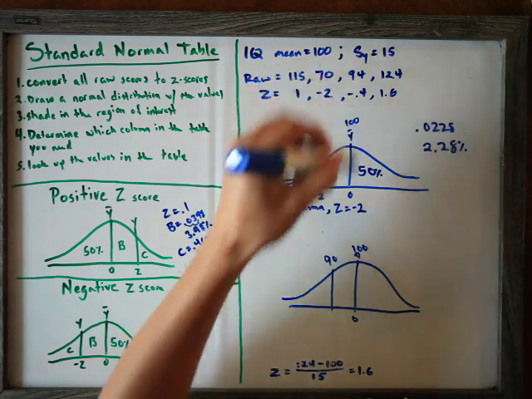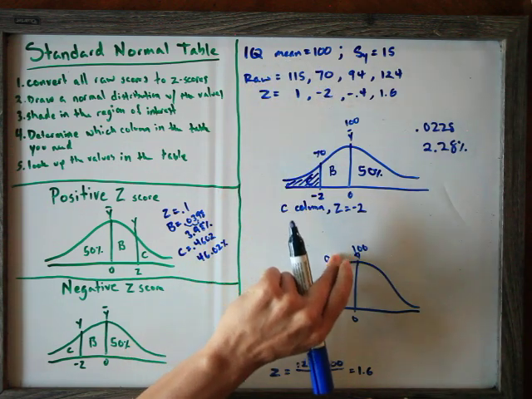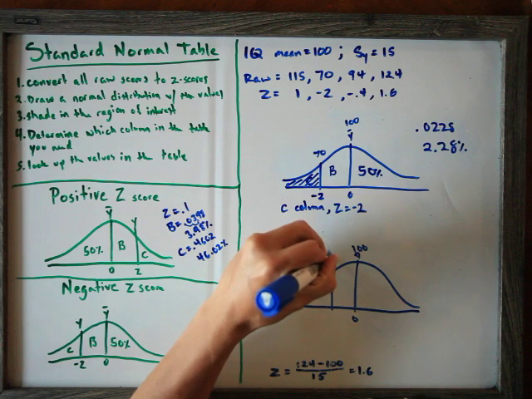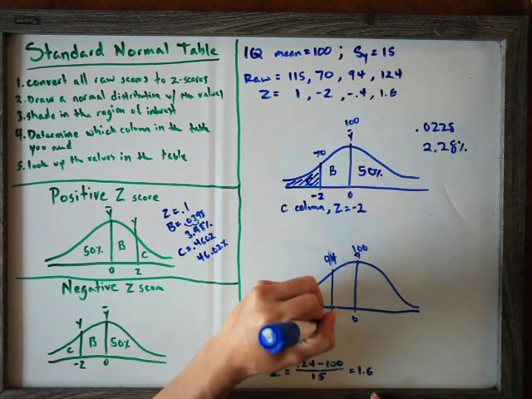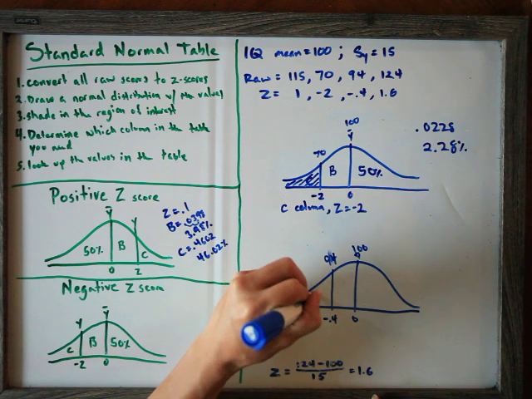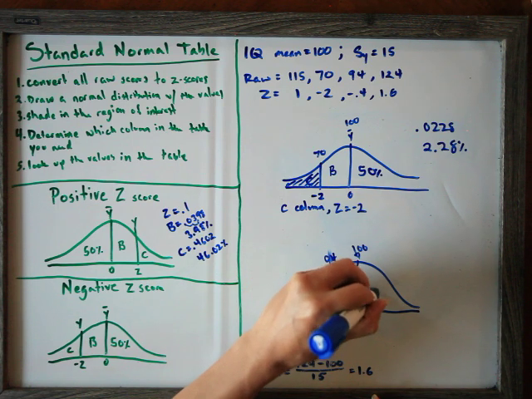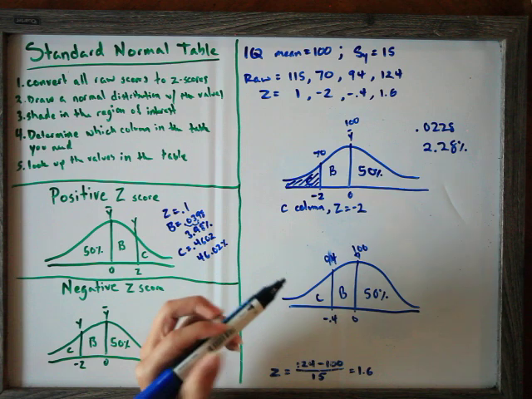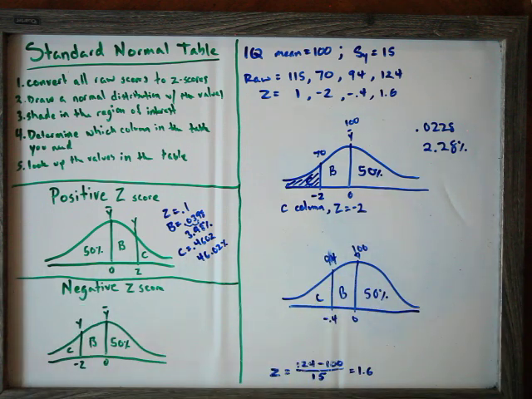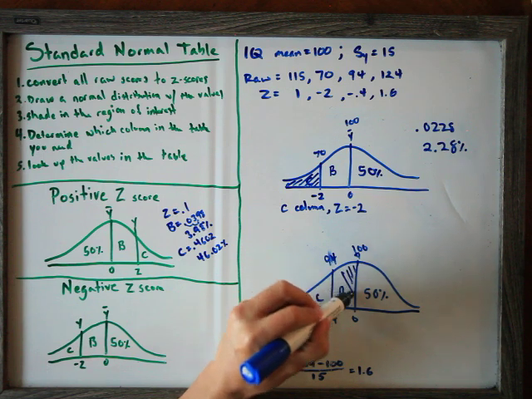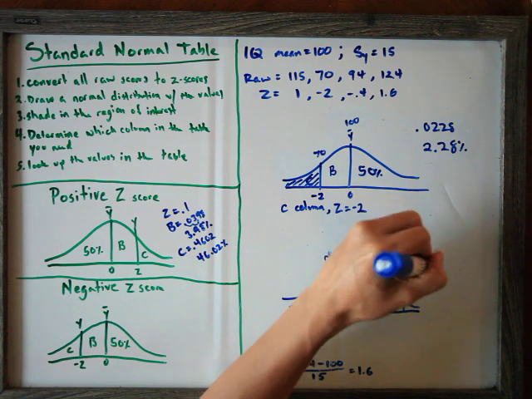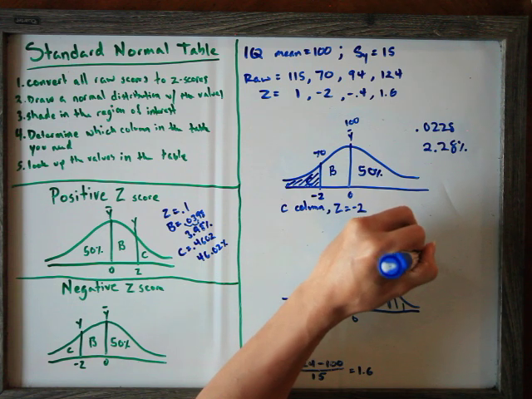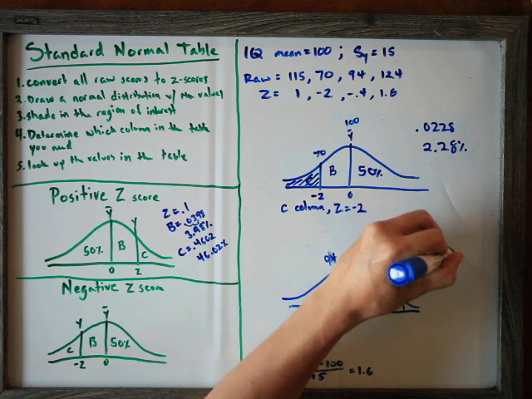And 94. 94 is less than 100, and it has a z-score of -0.4. Okay, C is here, B is here, and 50% is here. So which regions are higher than 94? That's going to be B and 50%. So we know that we're going to add B plus 50%.